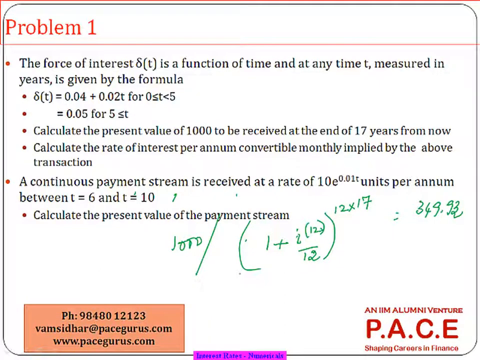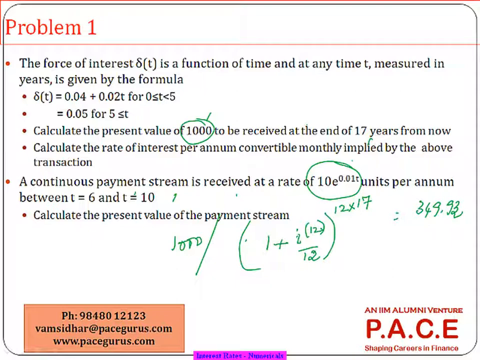Now let's look at one more. Instead of saying that you will be receiving 1000, this question is saying the receipts are also 10 into e to the power 0.01t. We will not receive a constant amount. We will receive 10 into e to the power 0.01t between 6 and 10.